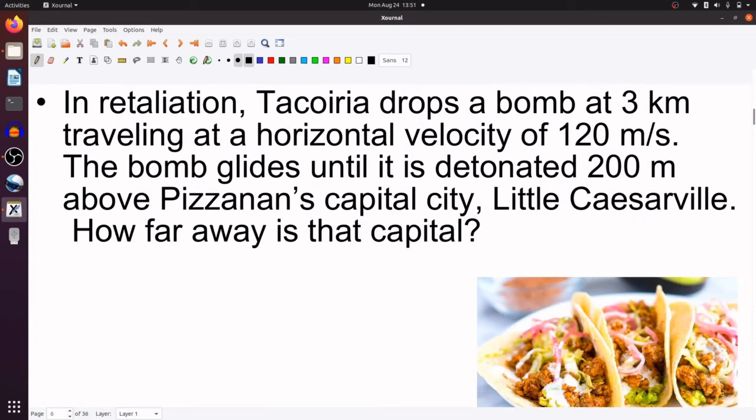Well, there's going to be retaliation, because Taqueria isn't into pizza, and going after them and dropping pepperoni and sausage bombs. So Taqueria drops a bomb. It doesn't launch a mortar, it just drops a bomb from a plane at around 3 kilometers, traveling at a horizontal velocity of 120 meters a second. The bomb glides until it's detonated around 200 meters above Pizza Hut's capital city, Little Caesarsville. How far away is that capital?